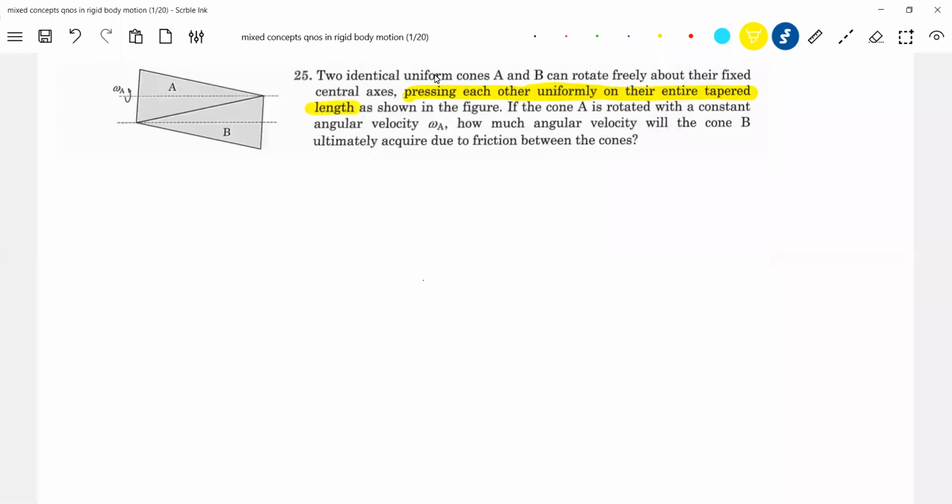What do you mean by tapered length? Slant length. The slant length of a cone is what is called the tapered length. So I'll begin like this. Initially, they can rotate about their fixed central axis. So what is that axis here? This one, the fixed central axis. So this axis is fixed, and this also is fixed, and they're identical.